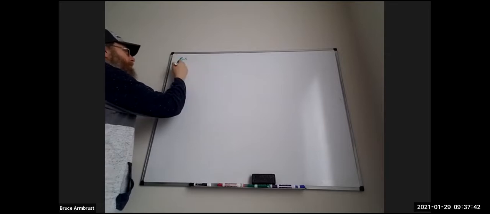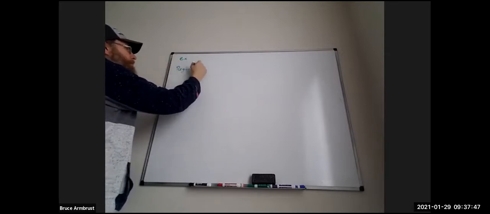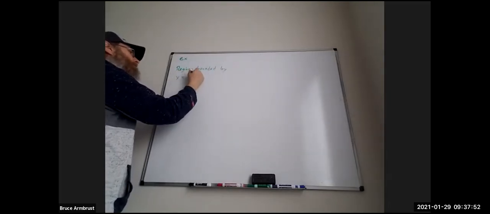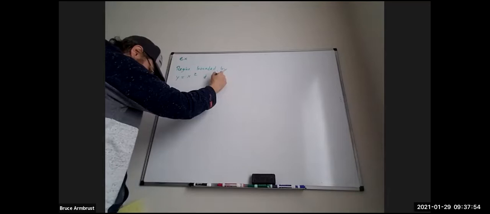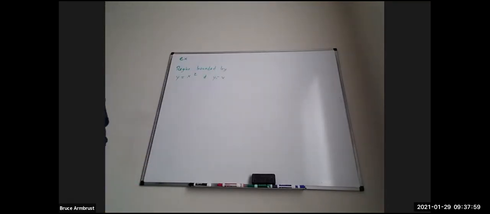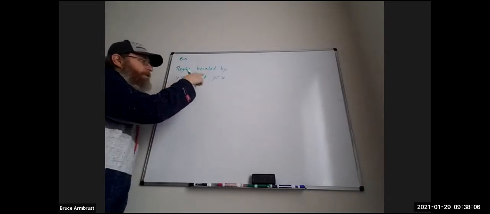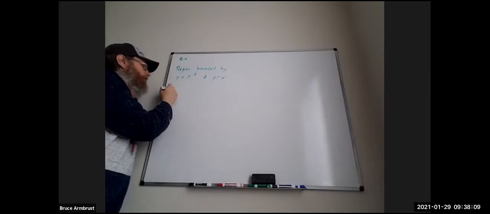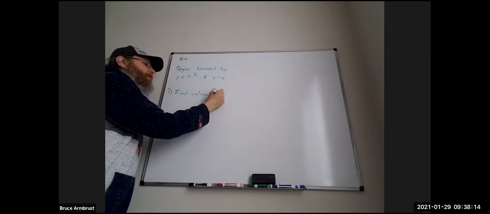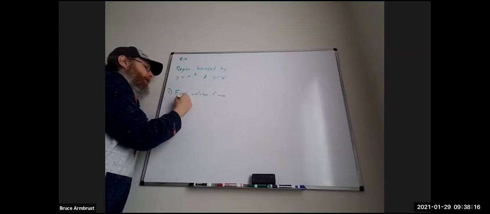So let's do this. Let's look at the region that's bounded by y equals x squared and y equals x. Okay, so that's going to be the region that we're looking at. And we're going to use this region for a bunch of things. But for the first one, let's find the volume if we rotate about the x-axis.